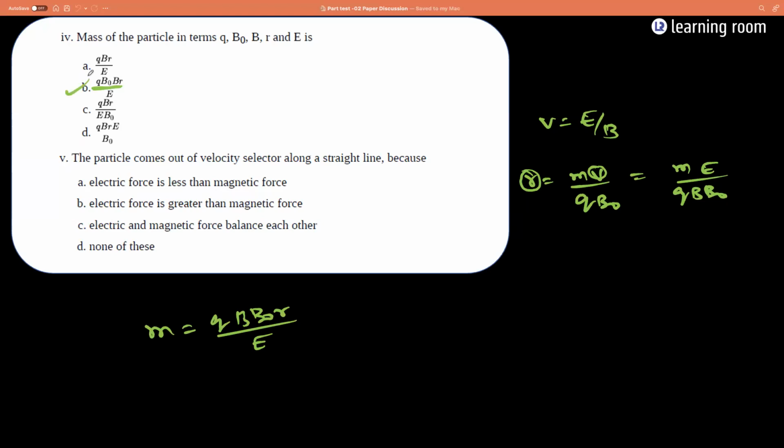The particle comes out of the velocity selector along a straight line because what will happen? The electric and the magnetic force balance each other. That's what we learned in the derivation.